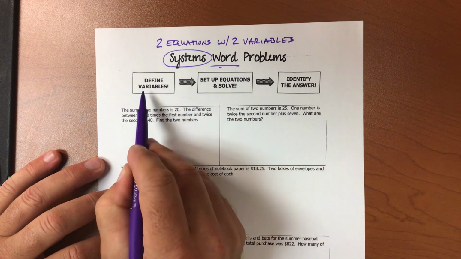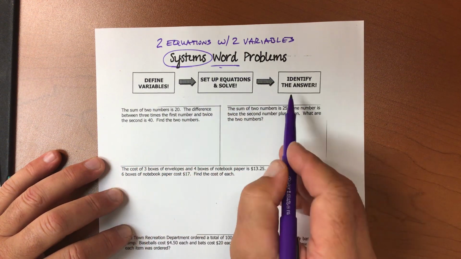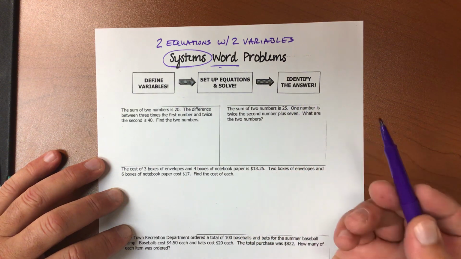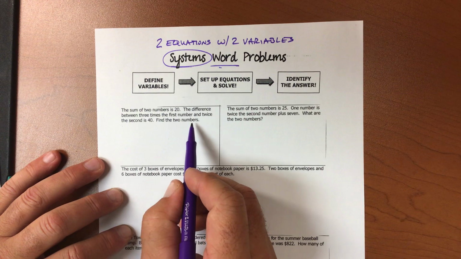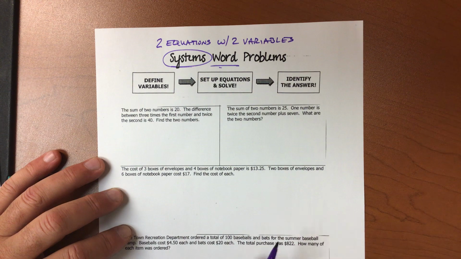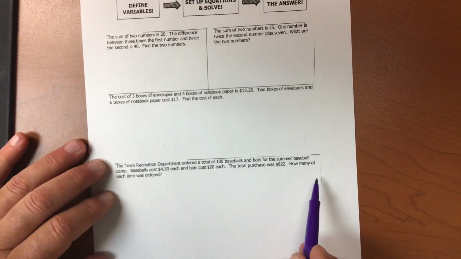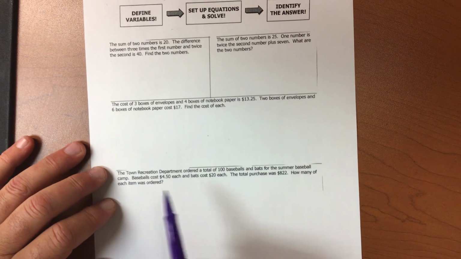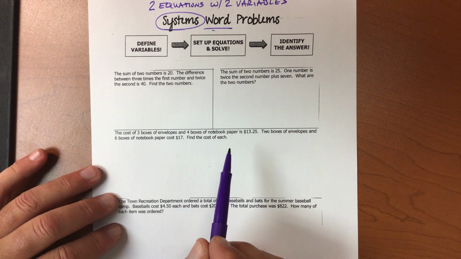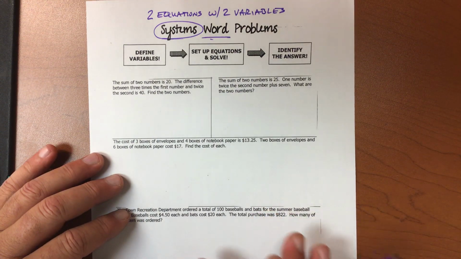Now here's some tips here. We're going to define the variables, and then we're going to set up the equations and solve. And then the other key thing is that we have to make sure that we identify the answers. Sometimes they ask for both numbers. Sometimes there's a type that maybe asks for like the larger number, or when we get down here, they're going to ask for the cost of each, right? Or how many of each, right? So make sure that we look at the question and answer the question, not just put in a coordinate point, all right?